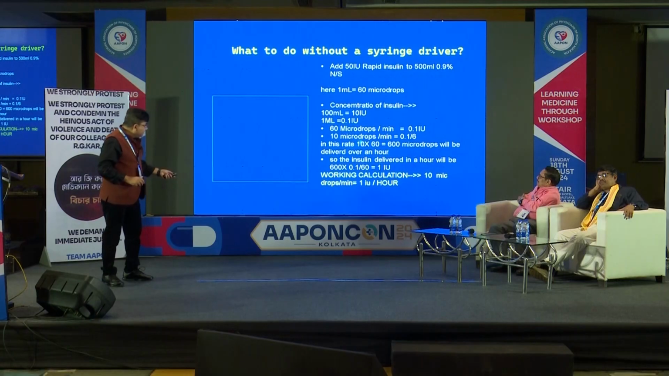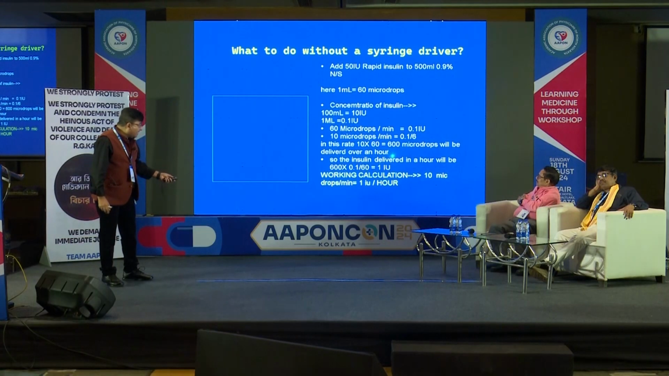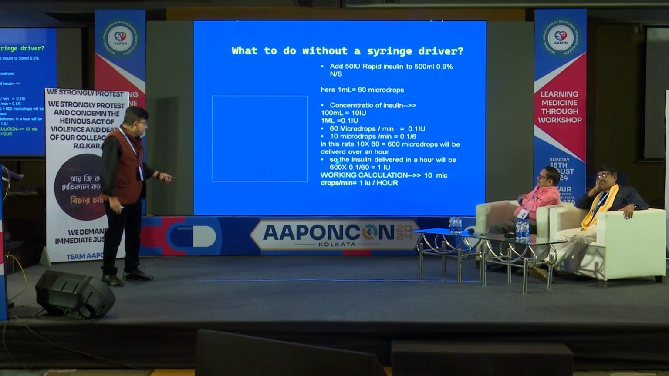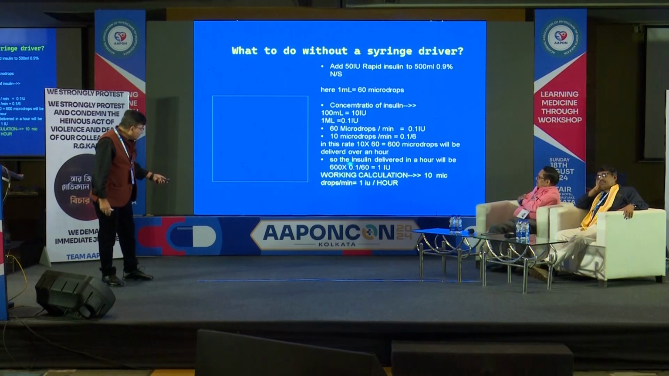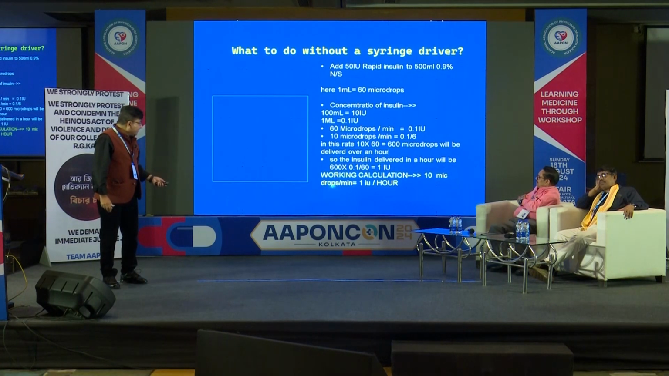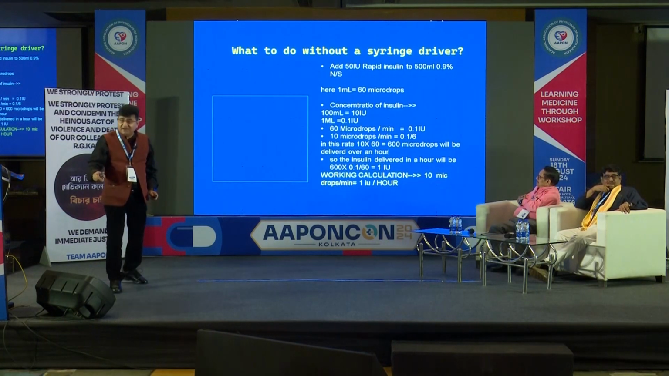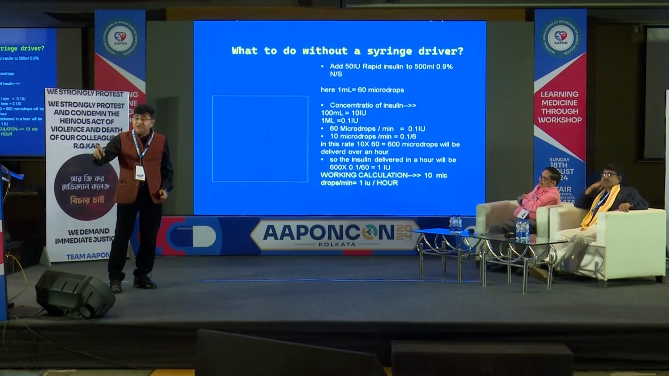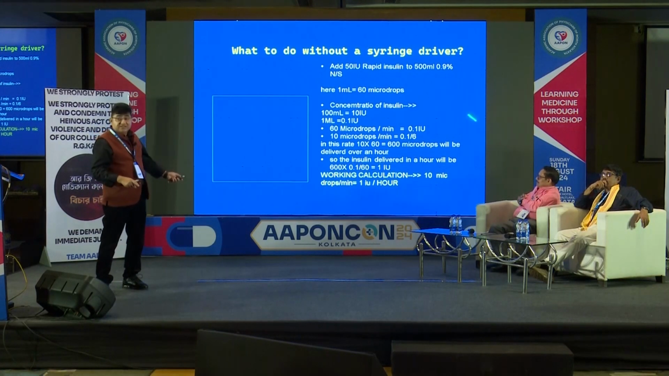Now at this rate, you calculate for the whole hour. That is 600 microdrops delivered over an hour, and how much insulin will there be in 600 microdrops? If you work it out, 600 multiplied by 0.1 by 60, so 10 into 1 is equal to 10 microdrops. That means 10 microdrops per minute of this solution will deliver 1 unit per hour. 100 microdrops per minute will deliver 10 international units per hour.